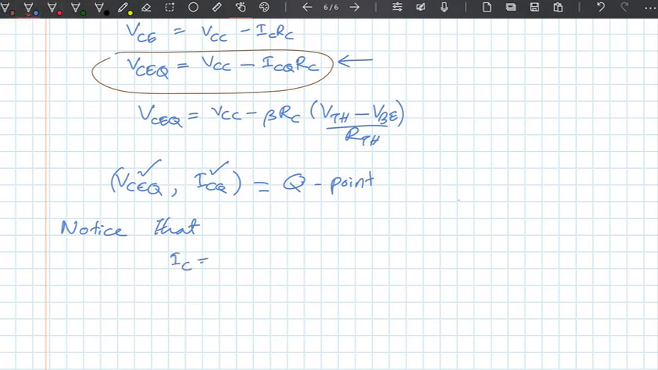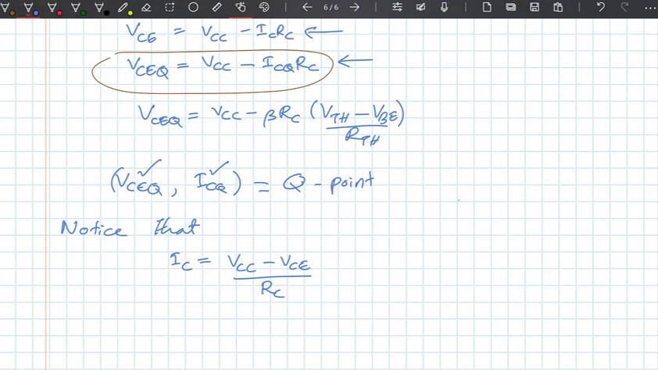IC is equal to VCC minus VCE divided by RC. Okay, so it's the same expression. I have removed the quiescent condition. This is the general expression. It's basically this expression here I'm taking.